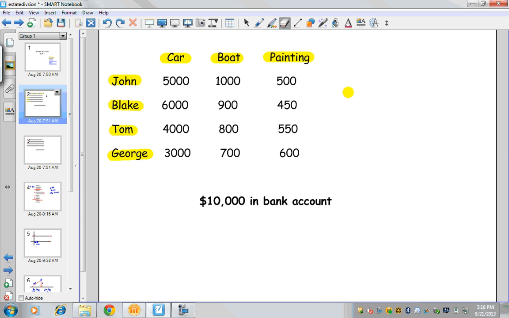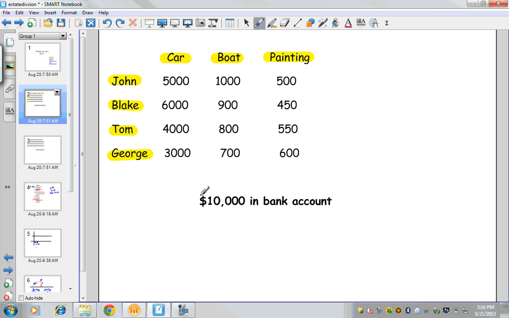All right, excellent. So the way that you would actually read this is that John believes that the car is worth $5,000. That is his bid. He believes that the boat is $1,000 and the painting is worth $500. So each row belongs to each individual heir. Whereas Blake believes the car is worth $6,000, the boat is worth $9,000, and the painting is worth $450, and so on and so forth. So this is each heir's individual idea of what these items are worth.